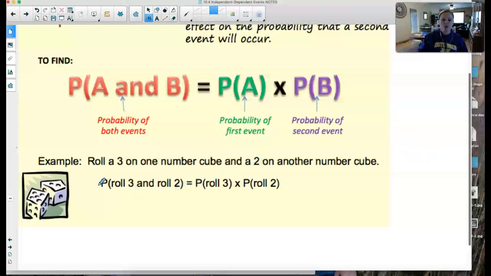Well, these are independent events because one does not affect the other. Okay, so the probability of rolling a 3 is 1/6. And the probability of rolling a 2 on a number cube is 1/6. So the probability of rolling a 3 and then a 2 is, you multiply those together, 1 times 1 is 1 and 6 times 6 is 36. So our probability would be 1/36. Okay.